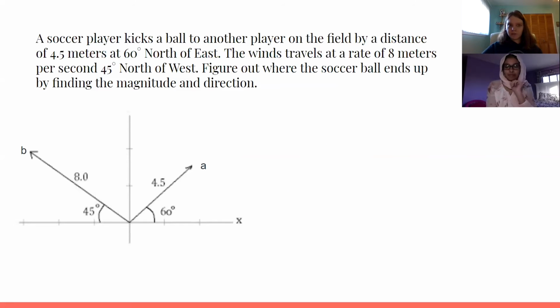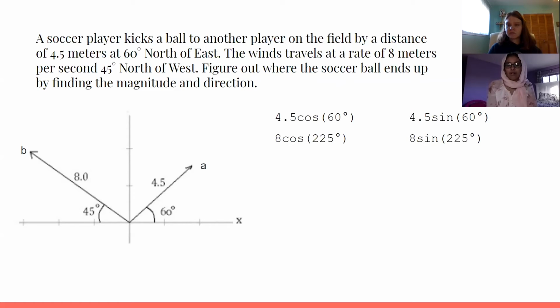Let's do another example. A soccer player kicks a ball to another player on the field by a distance of 4.5 meters at 60 degrees north of east. The wind travels at a rate of 8 meters per second, 45 degrees north of west. Figure out where the soccer ball ends up by finding the magnitude and direction. For vector A, the horizontal and vertical components would be 4.5 cosine 60 and 4.5 sine of 60. For vector B, the horizontal and vertical components would be 8 cosine 225 and 8 sine 225. Once again, we would have to add these up.